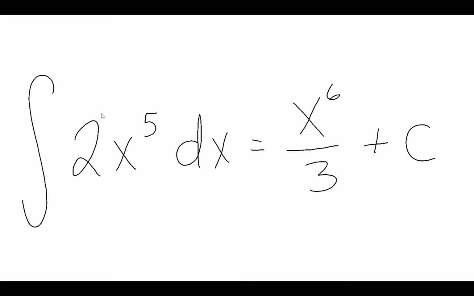So for example, the integral of 2x to the power of 5 with respect to x is equal to, I add 1 to this exponent, and then I divide everything by that sum. So I have 2 times x to the power of 5 plus 1 becomes x to the 6th, and then I would divide this whole thing by 6. So I would get 2 over 6, which is 1 over 3. And that x now has an exponent of 6, and I would add my constant of integration here.